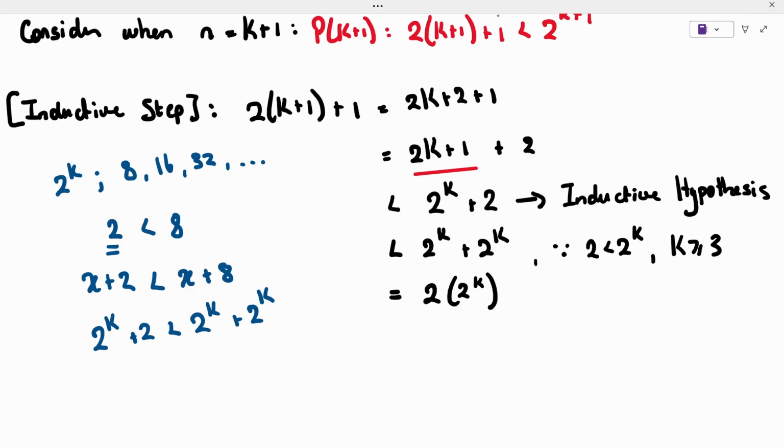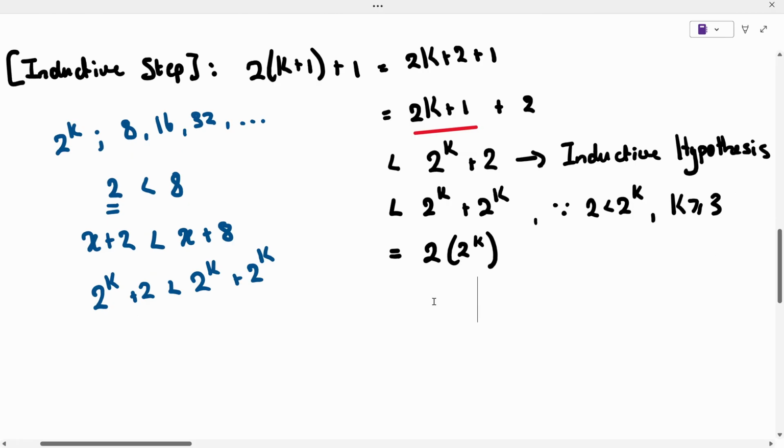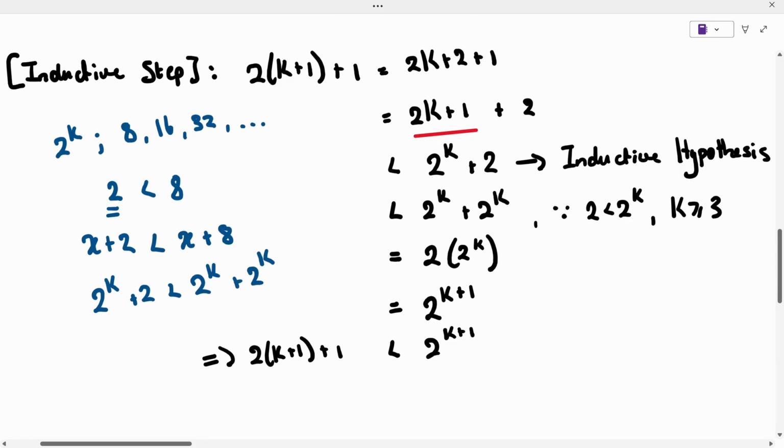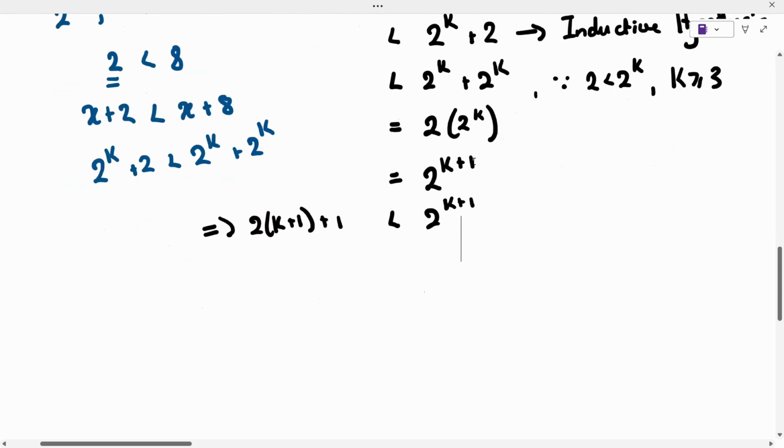And now we come back: this line is equal to this line, so this first line here is still less than this line here. So we're good. Using our laws of indices, what is 2 times 2 to the k? 2 to the k plus 1. So what do we have? We have 2 times k plus 1 plus 1 is less than 2 to the k plus 1. And that is exactly p of k plus 1. That is exactly what we needed to show.